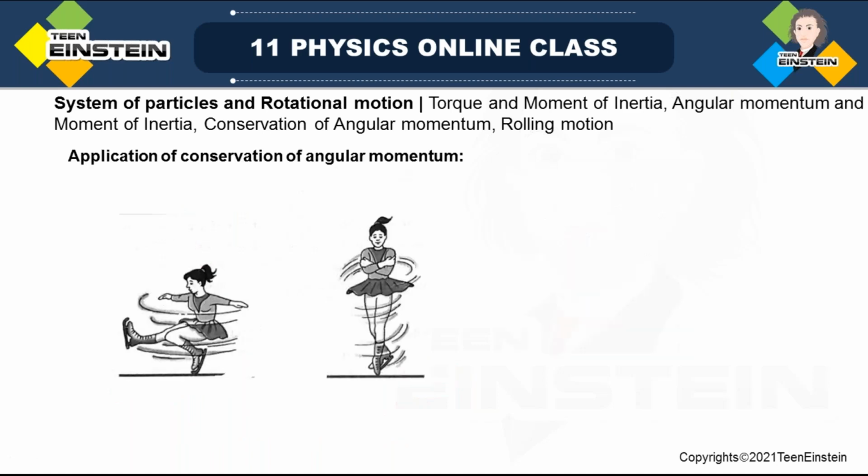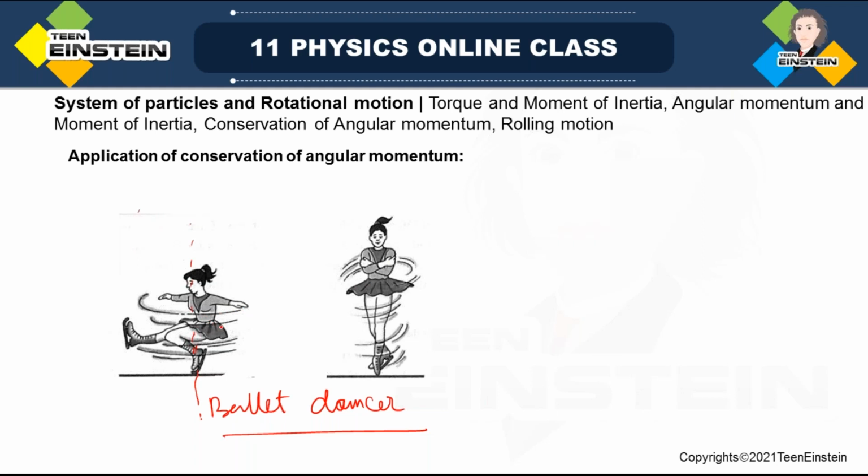So this was another example. There are many examples where conservation of angular momentum has been applied. This figure is for ballet dancers. They skate on the ice, and sometimes they have to control their motion by stretching their hands and legs or bringing them near the body. Suppose the axis of rotation is this. When she stretches her hands and legs, the moment of inertia increases, and because of that the angular velocity decreases.